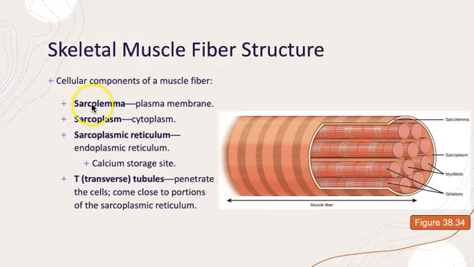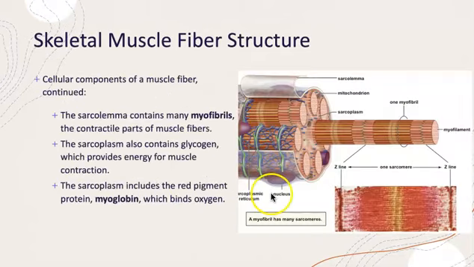So notice how these first three terms all start with the prefix of sarco. Sarco means muscle, and so we know that these structures belong within our muscle cell. Another unique feature is our T, which stands for transverse tubules, and these penetrate the muscle cells and come close to the portions of the sarcoplasmic reticulum. Again, we see that a little bit better in this illustration here. The purple was the sarcoplasmic reticulum, and these T tubules kind of extend between them here.